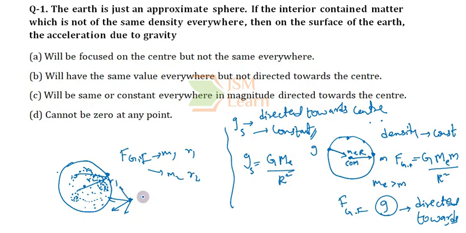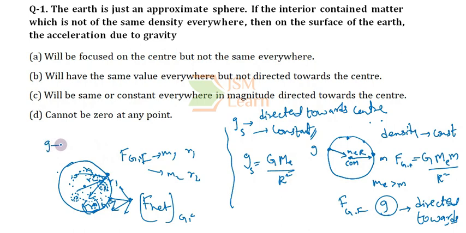So when I find the net, that is the resultant gravitational force, it will be directed in any random direction. It is not directed towards the center, since the net resultant gravitational force due to this mass distribution is directed in a random direction. Then the acceleration due to gravity, due to this resultant gravitational force, will also be directed in any random direction.